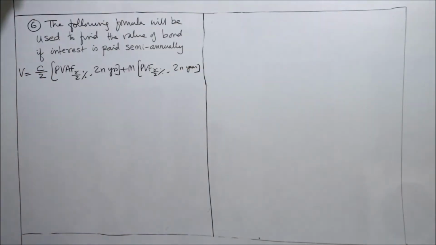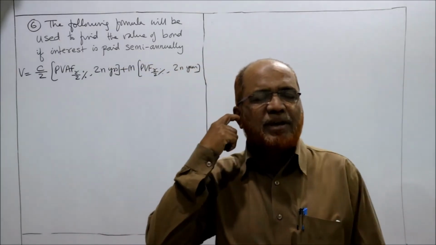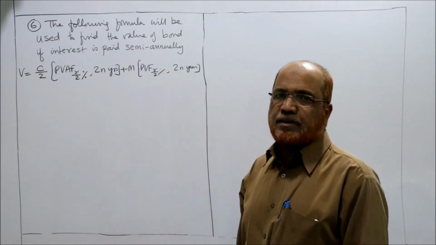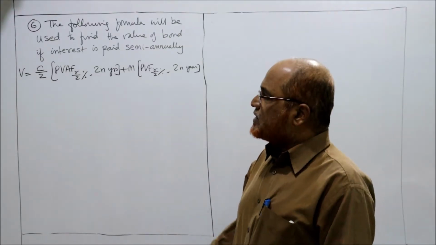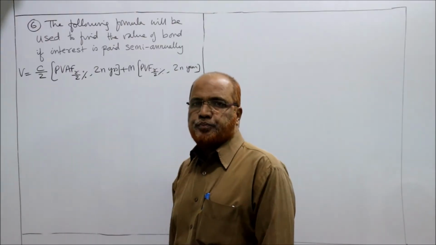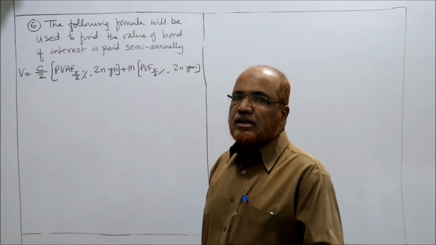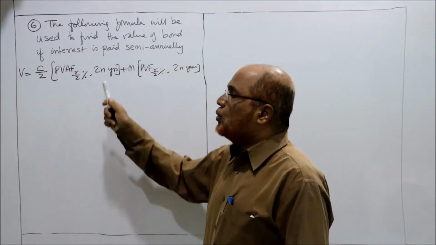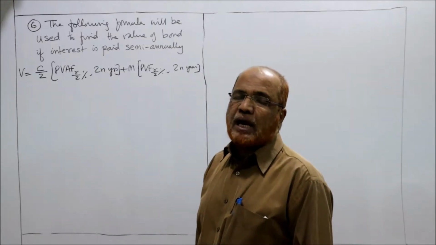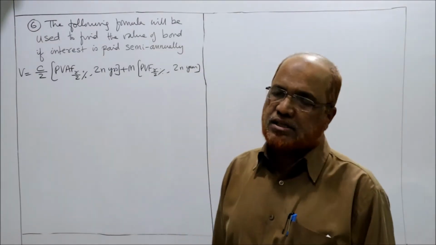This is a modification we have to make when we have to calculate the value of the bond on which semi-annual interest is paid. Every 6 months interest is paid. So what will we do? First modification, instead of C we are going to take C by 2. Instead of R we are taking R by 2, and instead of N we are taking 2N. So these are the changes we have to make in the formula if we want to calculate the value of the bond which pays semi-annual interest.